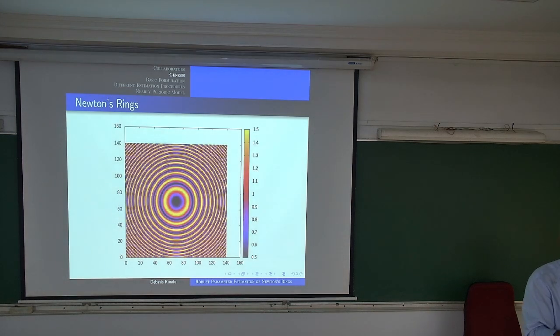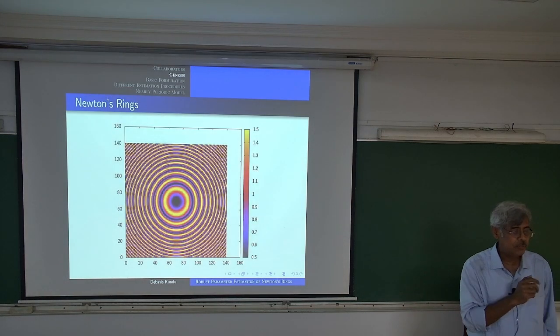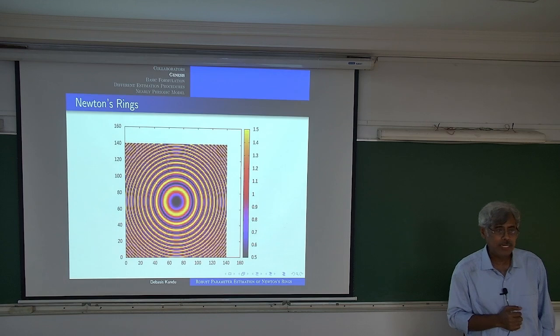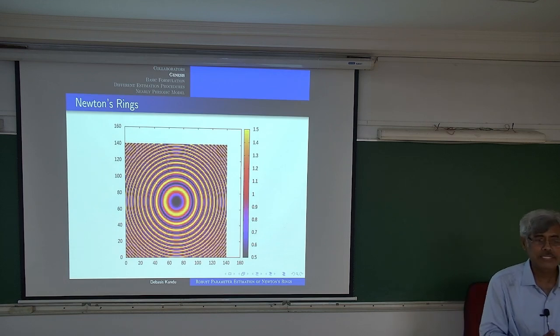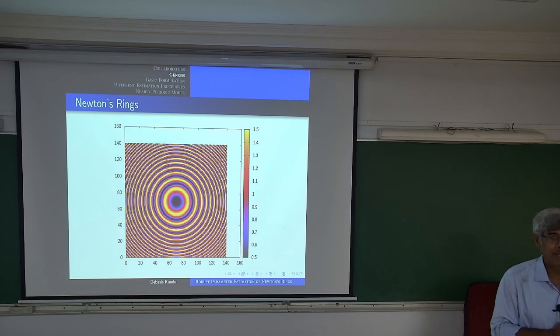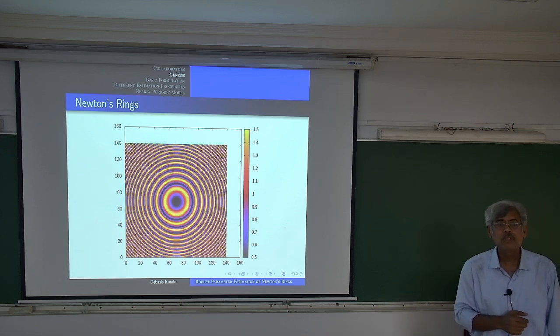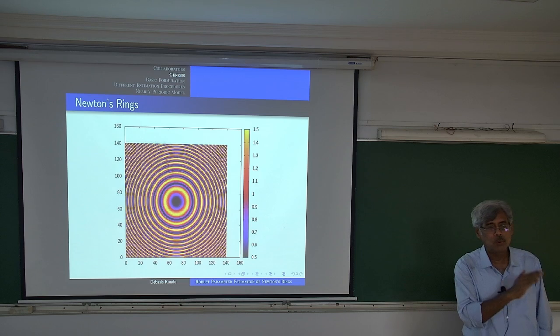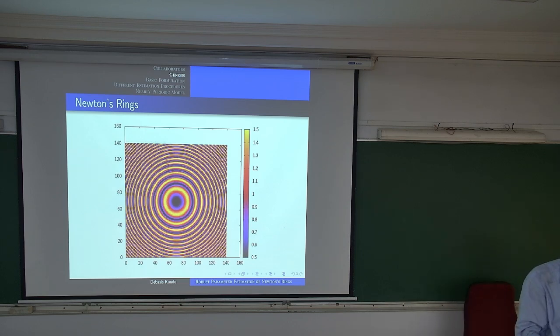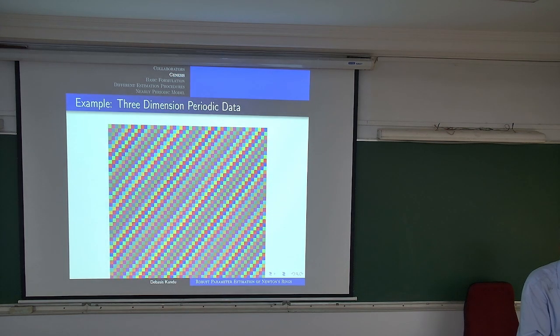This is one which we got interested in, which is in higher dimensions, not in one dimension. It's Newton's rings. That's what got us interested when moving from one dimension to two dimensions. This is again nice periodic data. There are also texture data which are used extensively in material science. So all these things are there.